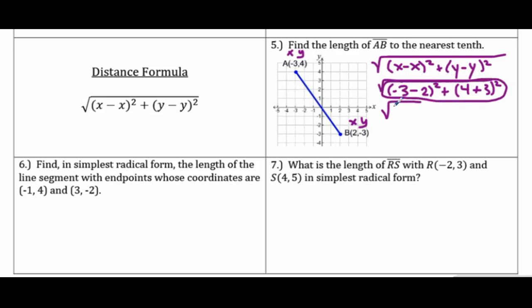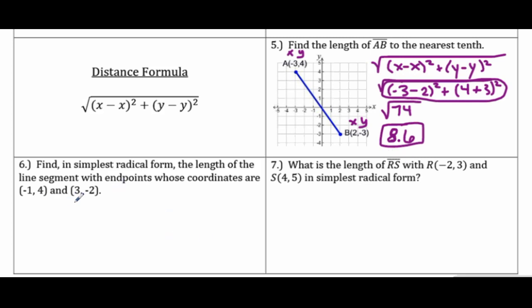Now when you do this question, you end up getting 74. Question says to the nearest tenth, so the square root of 74, you just type that in the calculator, 8, oops, sorry, I got a little crazy here, 8.6. That's the length or the distance of that segment. Okay, let's do one more here.